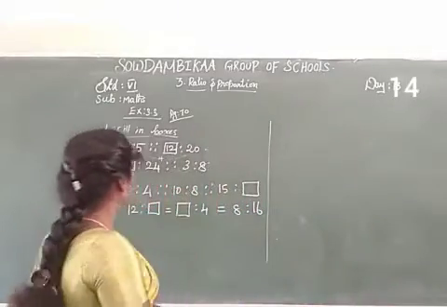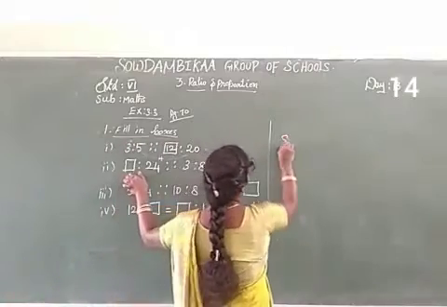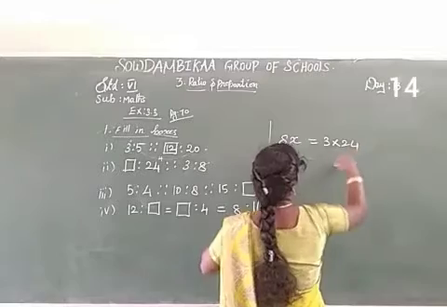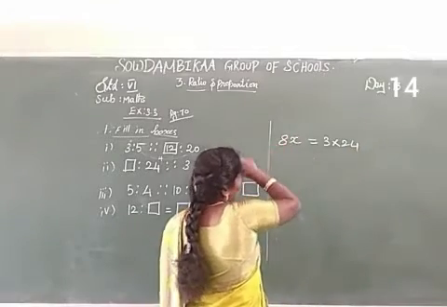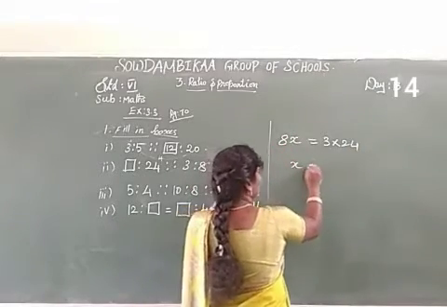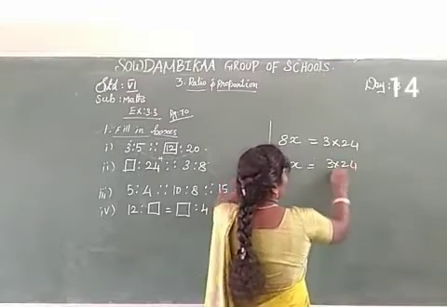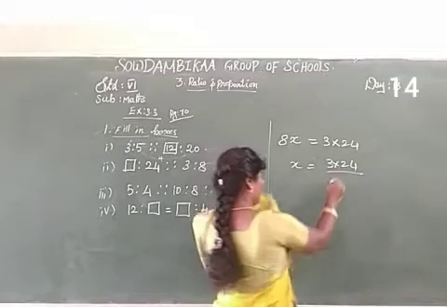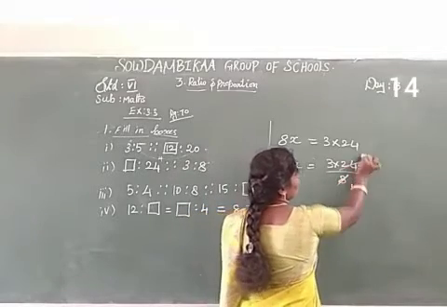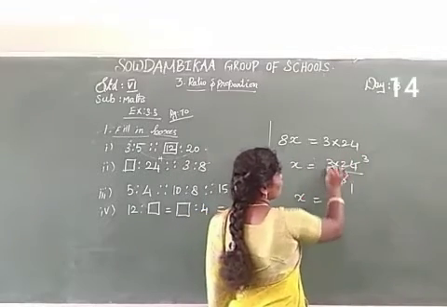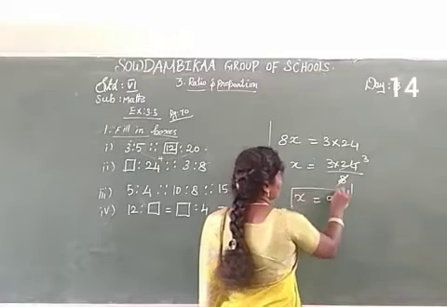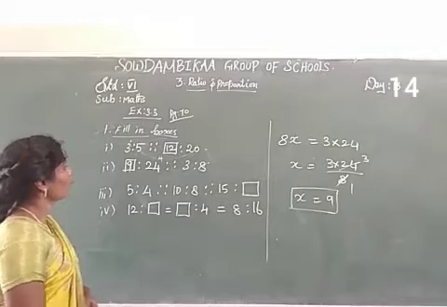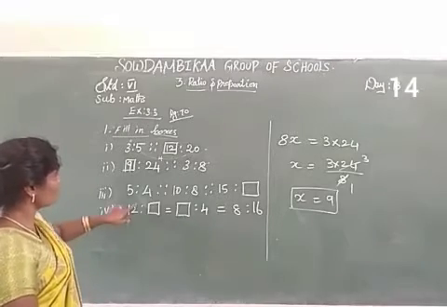The second sum, the same: 8x is equal to 3 into 24. Keep x only on this side. 3 into 24, and the 8 multiplied on this side goes to the other side and becomes divide 8. 1 8 is 8, 3 8s are 24. X is equal to 3 3s are 9. The answer is 9. Next.